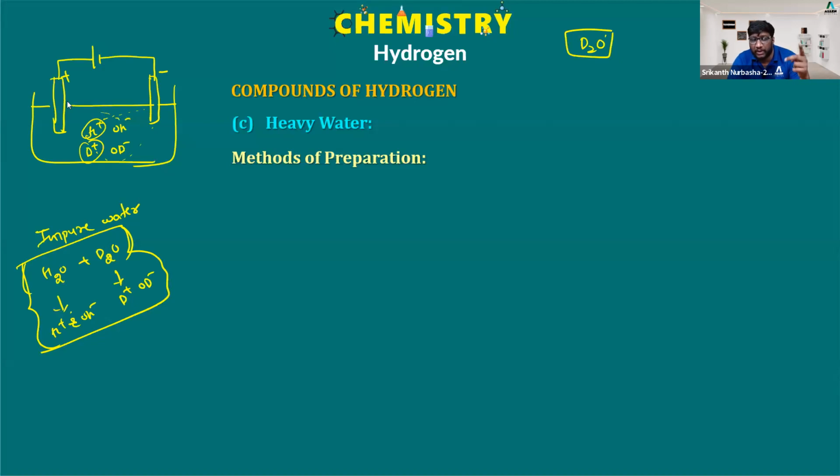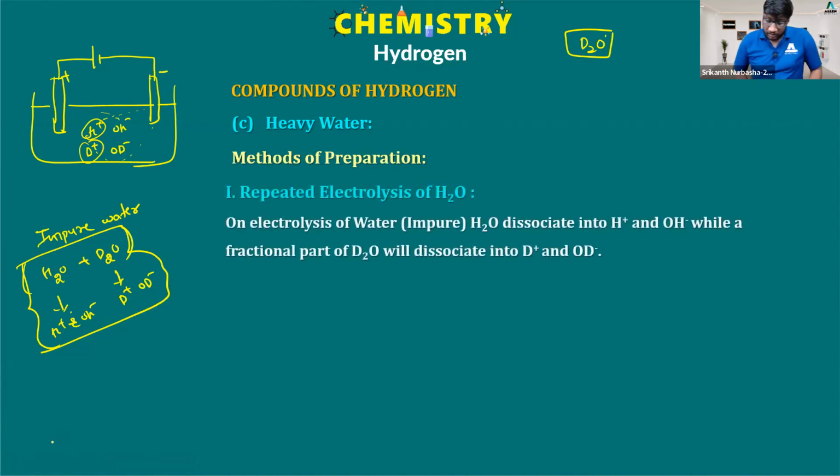So if I repeat the electrolysis many times, then I'll end up in the solution with what? D plus and OD minus is nothing but D2O. That means on repeated electrolysis of impure water, we will end up with D2O, which is nothing but your heavy water.